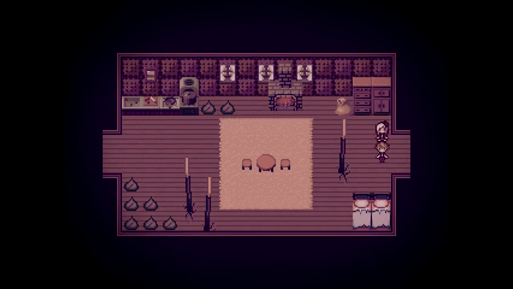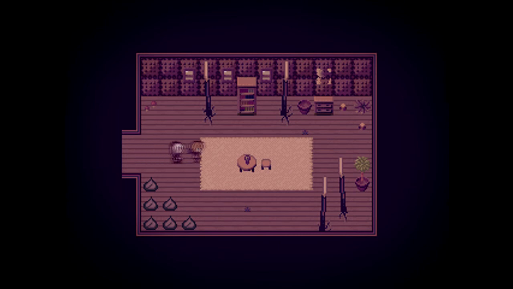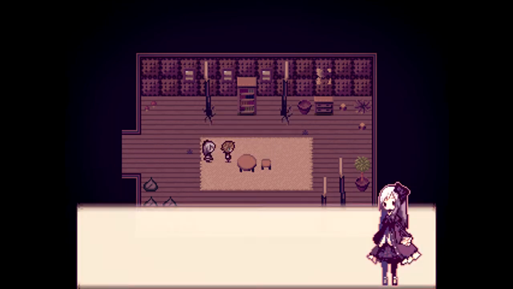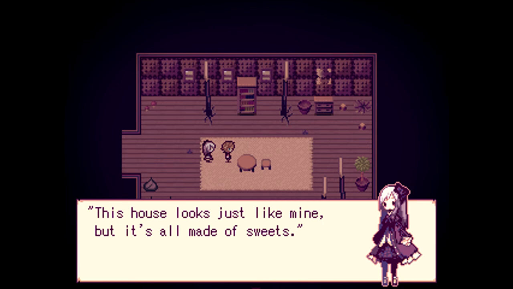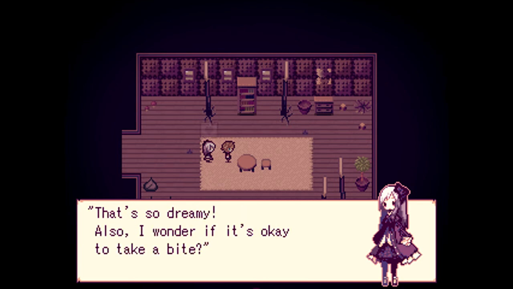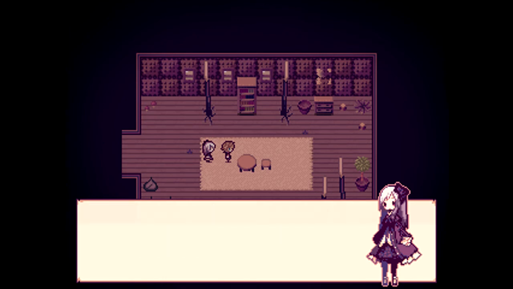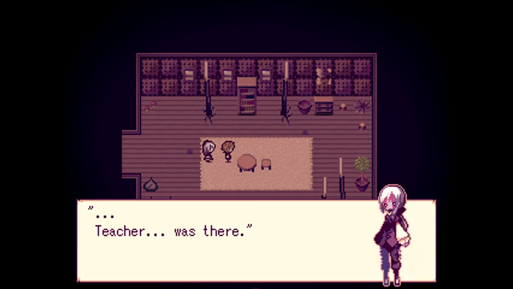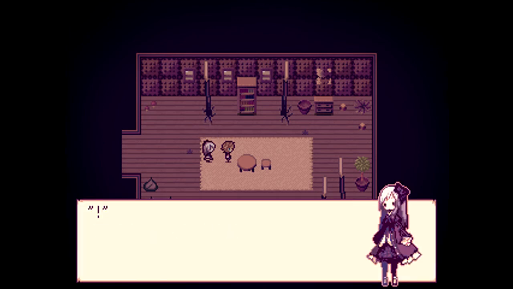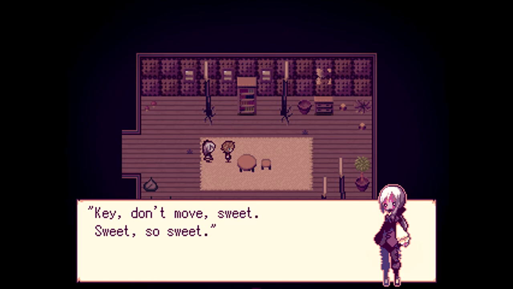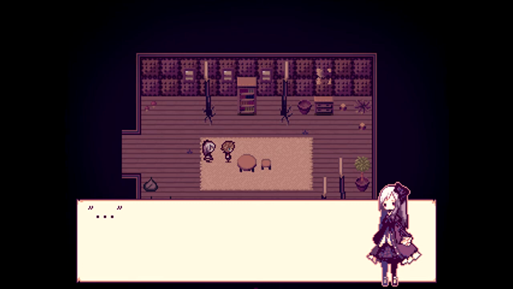Ow, ow, ow. What's all this about? A key. Take it. Obtained a world key. This house looks just like mine, but it's all made of sweets. That's so dreamy. Also, I wonder if it's okay to take a bite. Teacher was there. Huh? Key, don't move. Sweet, sweet, so sweet. Ow, ow, ow, I'm hungry.